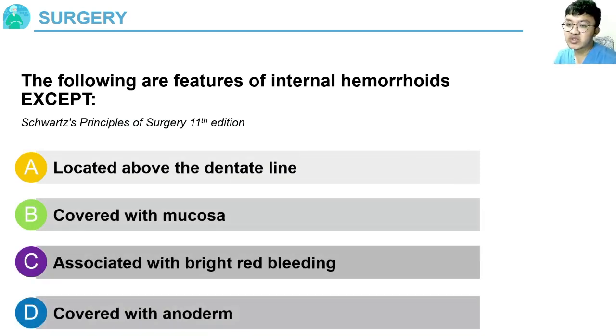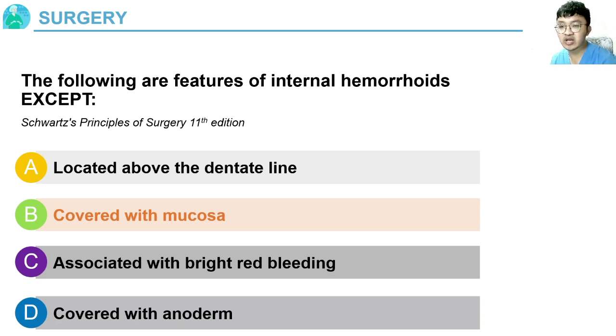Next, the following are features of internal hemorrhoids except: A, located above the dentate line; B, covered with mucosa; C, associated with bright red bleeding; or D, covered with anoderm. The correct answer for this question, again with a typographical error here, is actually letter D, covered with anoderm.